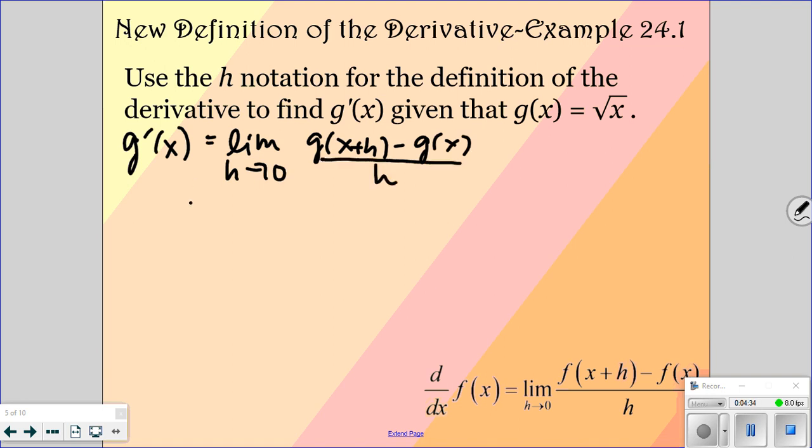Okay, so now we're going to plug in our function. So our function is the square root of x, so it's going to be the square root of x plus h minus the square root of x over h.